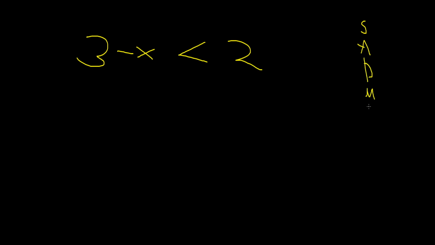So let's say real fast, we have negative, no, not negative x. So I have 3 minus x is less than 2. Okay, so good old SADMAP. So subtraction, addition first. So this is a positive 3, by the way. So the opposite of plus 3 would be minus 3. So subtract 3, subtract 3. So negative x is less than negative 1.